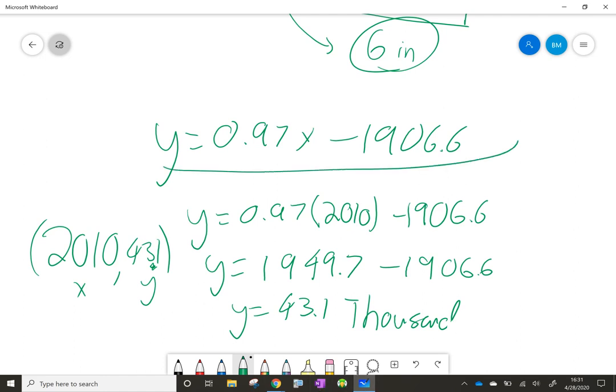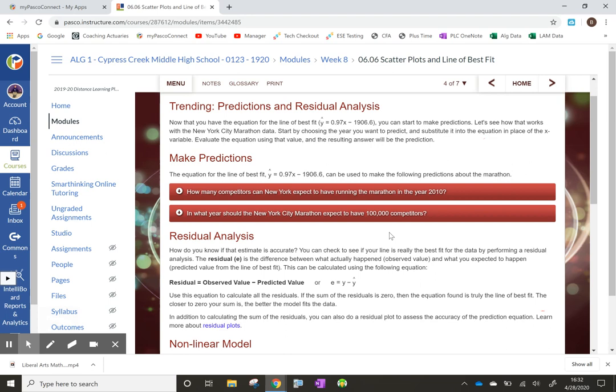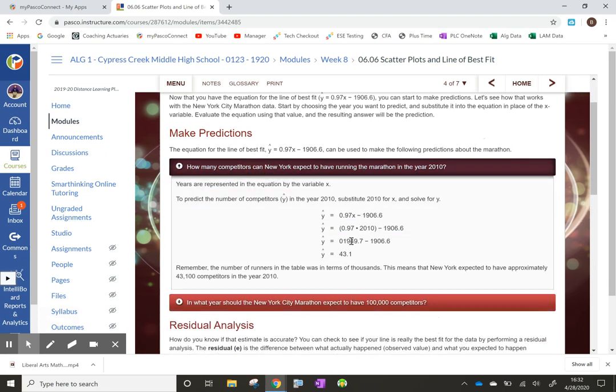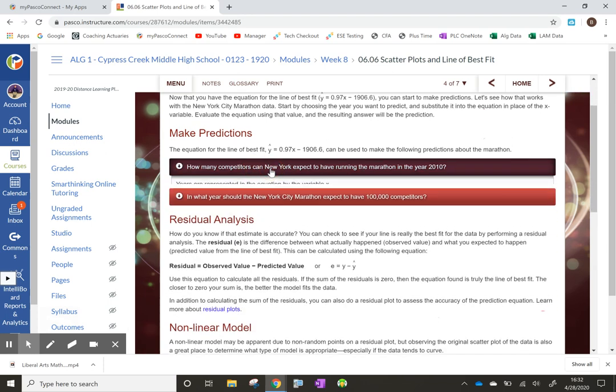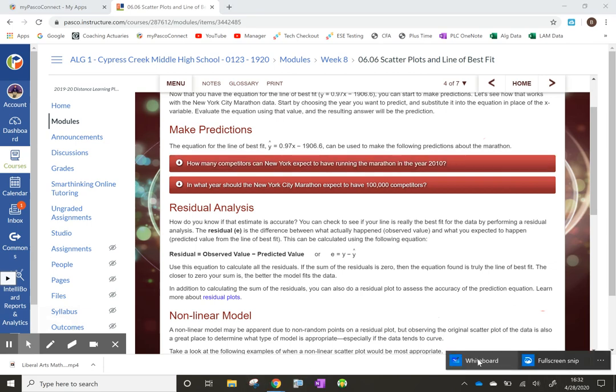So you have your equation. Remember how we got it? Now, all we did here was we used the equation to help us make a prediction. So in the year 2010, how many people will run? And about 43.1 thousand people will run. So that's what they're doing here, simply just working that out. Now, in what year should the New York City Marathon expect to have 100,000 competitors?